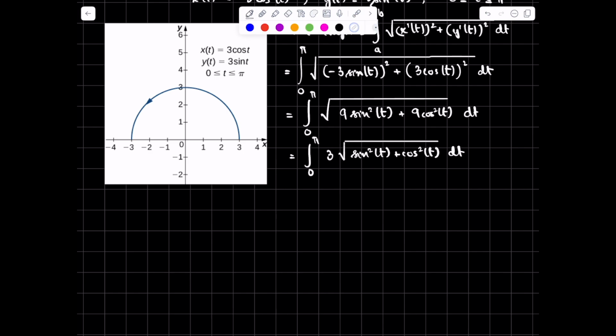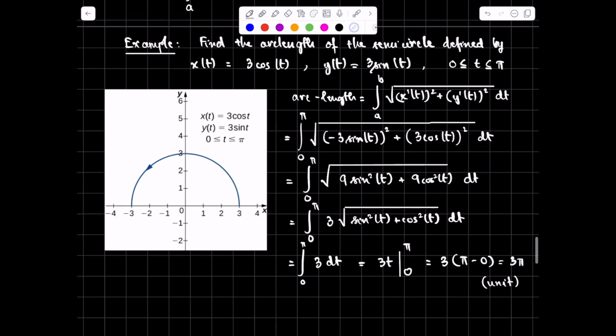So therefore, the integral becomes the integral from 0 to pi of 3 dt only, and the arc length is now equal to 3 times t evaluated at 0 and pi, or 3 times pi minus 0, or 3 pi. In this case, the unit is just the unit of length.